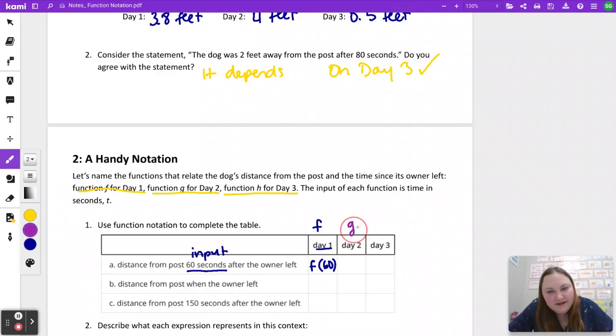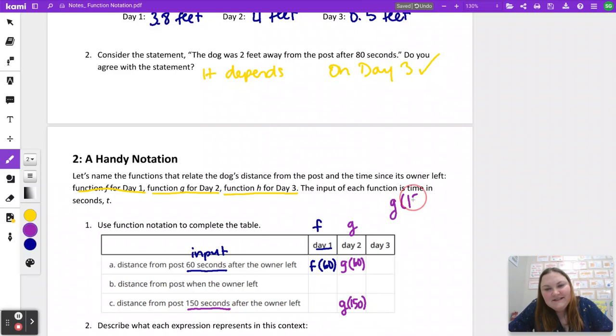On day 2, I'm going to use the letter G now because function G represents day 2. So I would start with my G, but then inside those parentheses, because we're talking about the same input, we're talking about the same time, that would be the number 60. If you were talking about a different input, so for example, down here, when we're talking about 150 seconds after the owner left, if I still wanted to talk about day 2, I'm still using that letter G, but now I would just change my input. I would change what goes in parentheses to be the 150 seconds. So we get this right here.